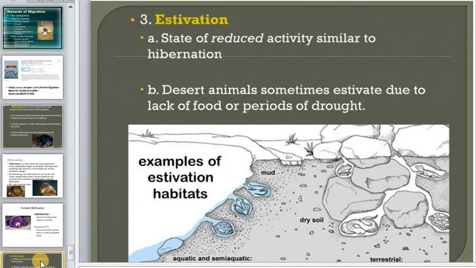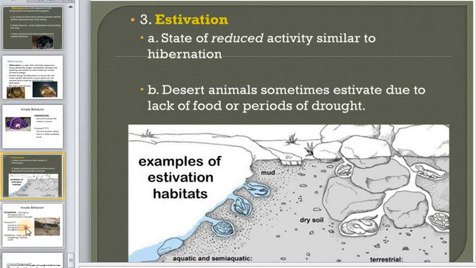And estivation. Estivation is a state of reduced activity similar to hibernation, and very often we find it in desert animal species. Animals sometimes estivate due to the lack of food, or during periods when it is very hot, and of course it should be under the surface of the earth. And we see some species, especially those which live in the water, aquatic species.